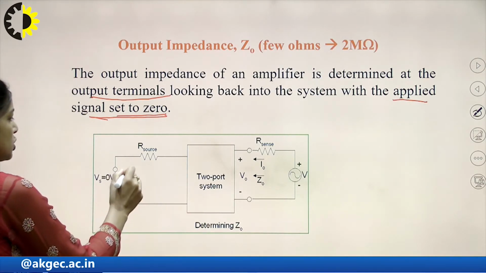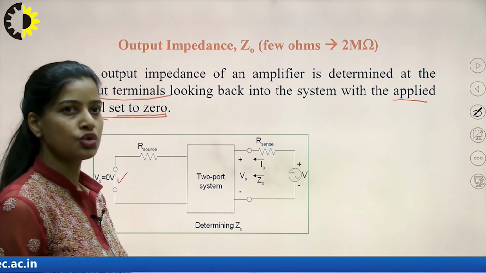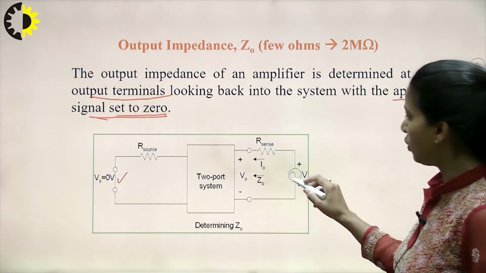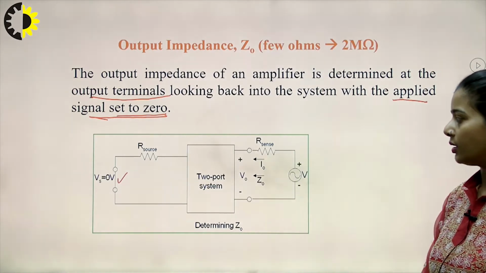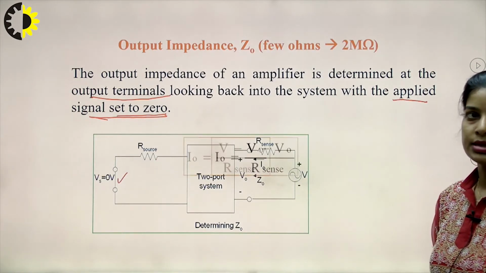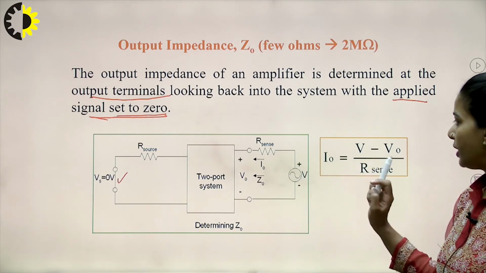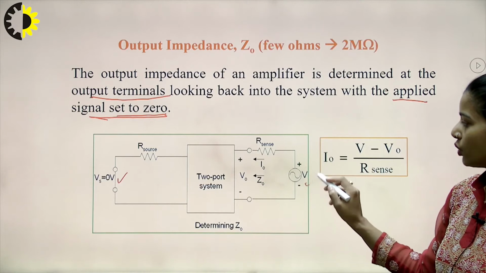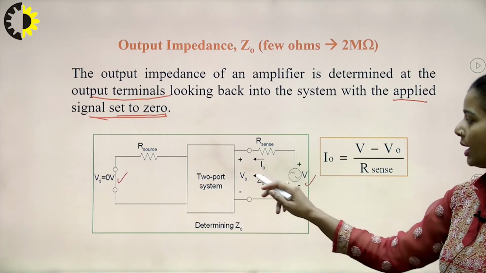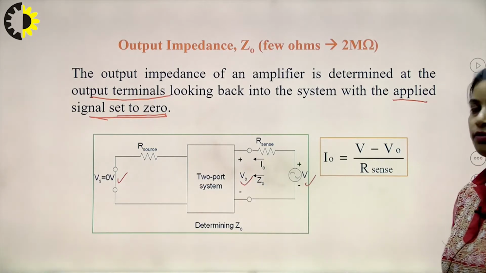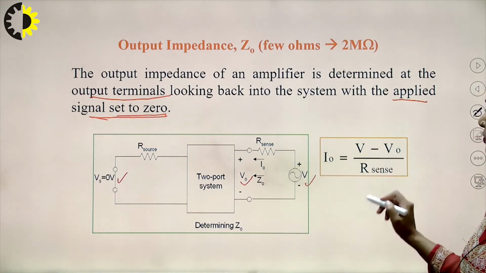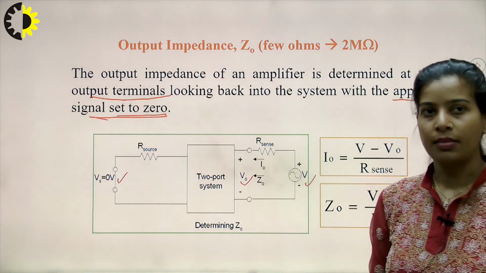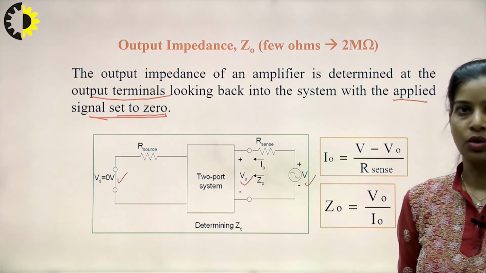Here the source voltage has been set to 0 volts. Now to find Z0, we look from the output side to find the output impedance. The output current is V by R, where the voltage is the difference between this voltage source and the voltage at the output node. So, I naught is (V minus V naught) upon R sense. Z naught we can get by V naught upon I naught.